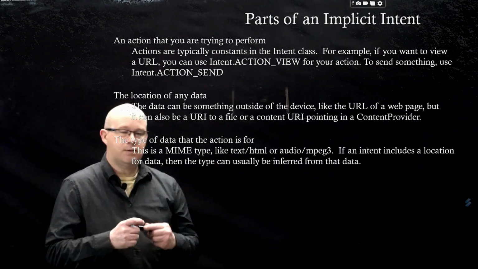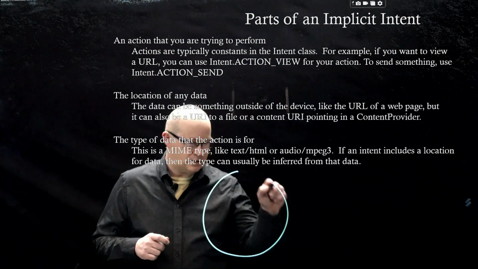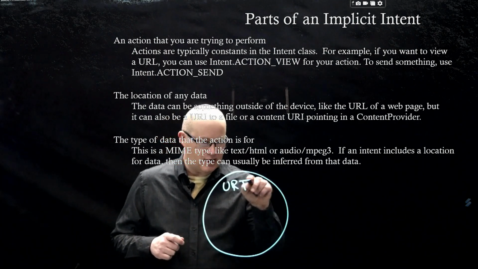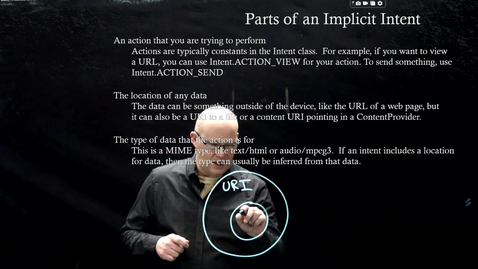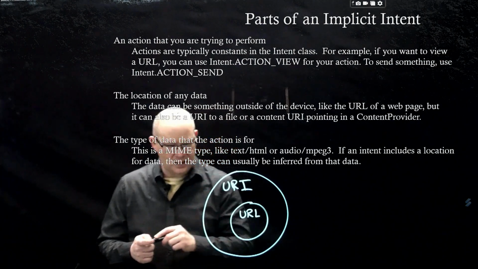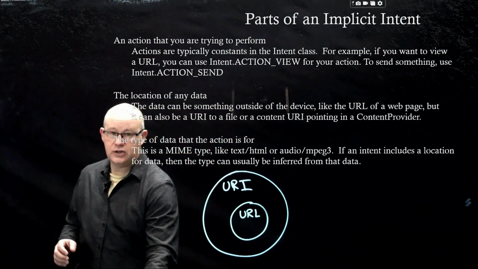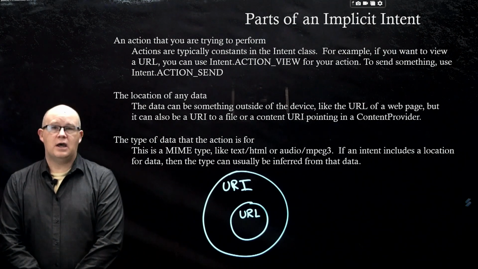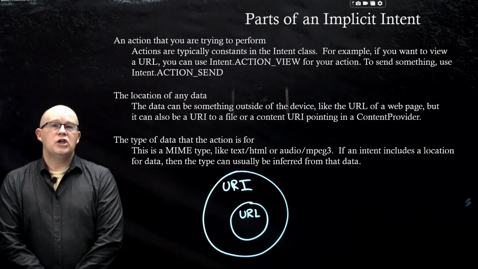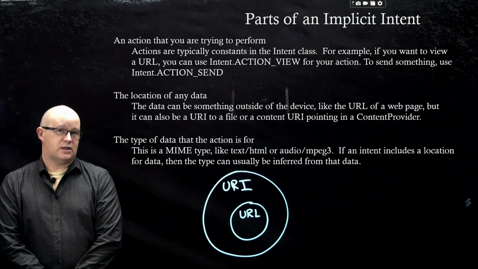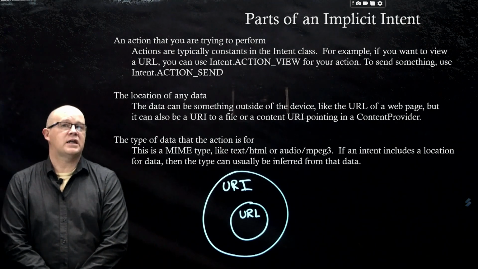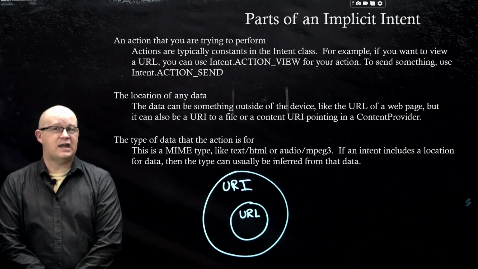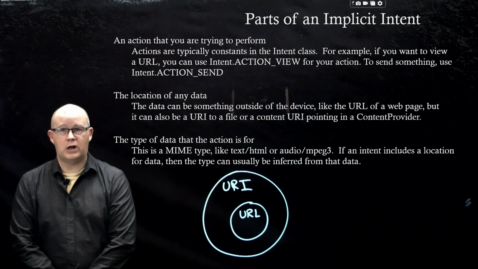I think this might help a little bit. If I make a Venn diagram of URI and URL, a URL is just a subset of a URI. Highly regulated URL, not so much URI. URL is always specifying a location. URI can be specifying a name, a location, or both.